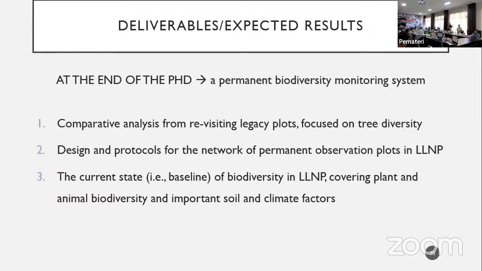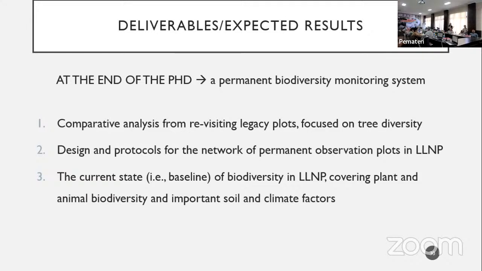The way that I have my design brainstormed already gives us these three very clear options of what we can find after these 3 years. First, we'll get a comparative analysis from revisiting these legacy plots. These are focused on tree diversity and already can tell us changes that happened over the past decade. And we can build from this.